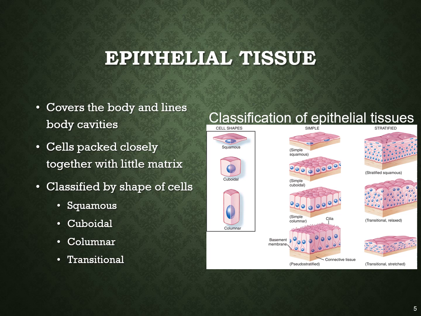Epithelial cells are also classified by shape and arrangement. The two types of arrangement that we're going to talk about are stratified and simple. And the 4 different shapes that we're going to talk about are squamous, cuboidal, columnar, and transitional.